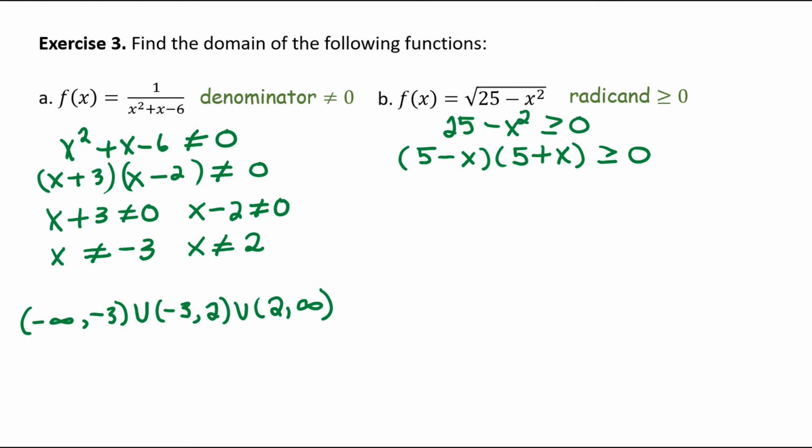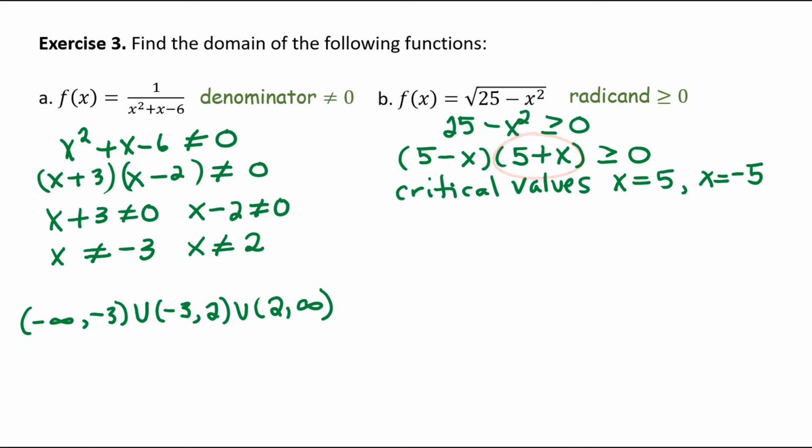There are several ways in which such inequalities can be solved. I will do it one way. First is to find critical values. Those are the values for which something critical happens, such as equals 0. So we have a critical value at x equals 5, setting the term 5 minus x to 0, and x equals negative 5, setting the term 5 plus x to 0.